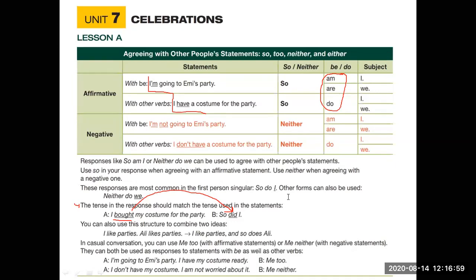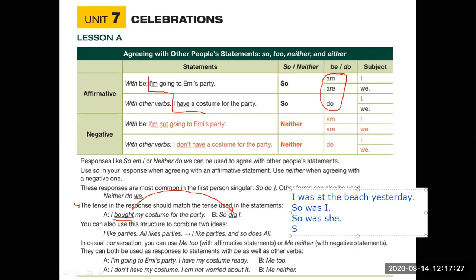Let me give you another example. I could say, I was at the beach yesterday. If I want to agree, as I am using the verb to be, and it's in past, I can say, so was I. Okay, so was she. So were they, to agree with what you're saying. Okay.